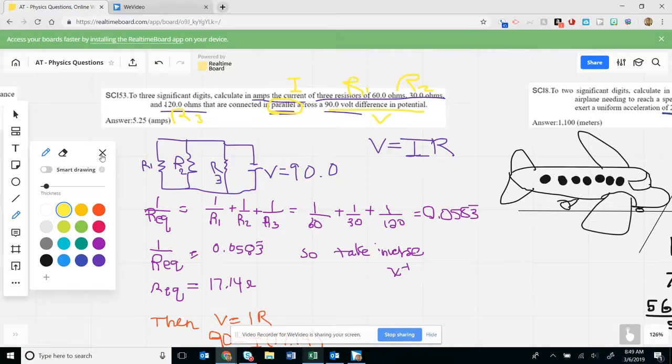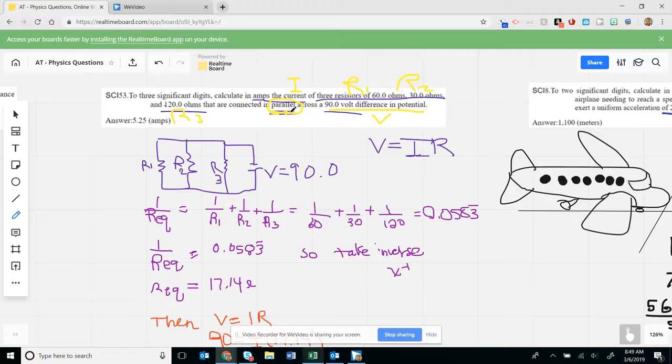Now, the trick to this kind is that really we have to know what kind of connection the circuit has, and they're telling us here it is parallel. So the diagram would look like this one here. Resistor 1, 2, and 3 are all in contact with the battery, and they are parallel to each other.